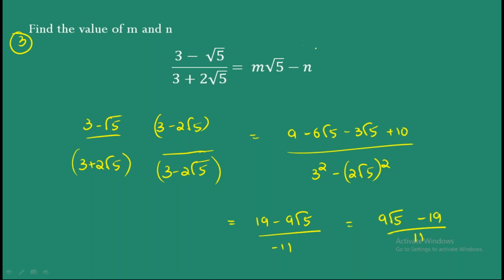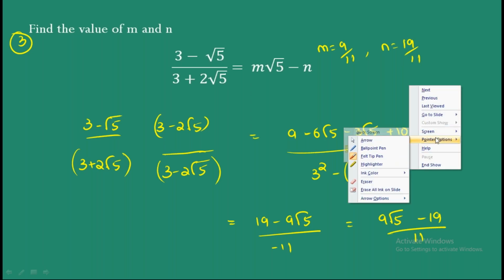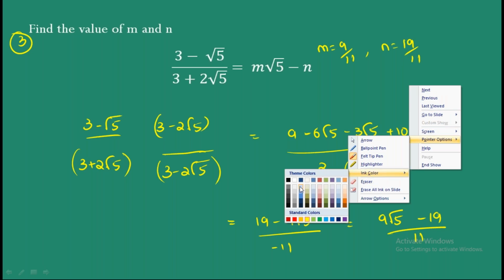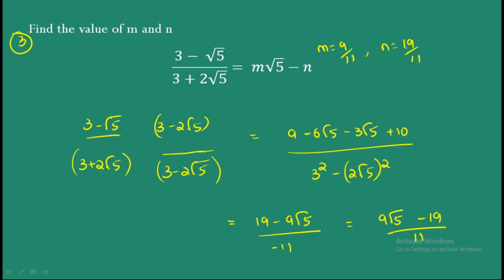So we can say m is nothing but 9 by 11. n is nothing but 19 by 11. That's it. This is m and n are not integers, nothing they mention. You have to find the value of m and n. Once you solve, we came to know m value is 9 by 11 and n value is 19 by 11. Got it? So you just try to convert according to that right side equation. Excellent.